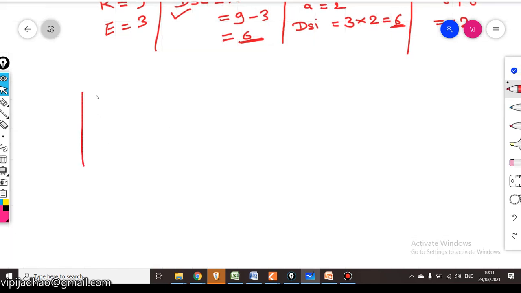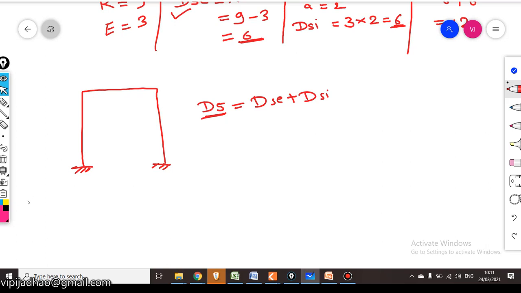Let us consider we are having some frame like this. Here we have to calculate the total degree of static indeterminacy, ds. So total degree of static indeterminacy is given by dse, static degree of external indeterminacy, and dsi, that is static degree of internal indeterminacy. We will take only two examples and then we will stop.